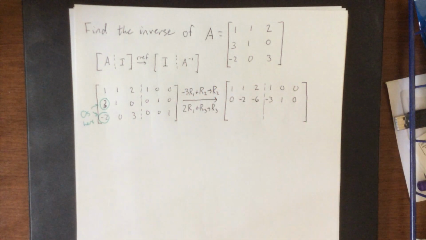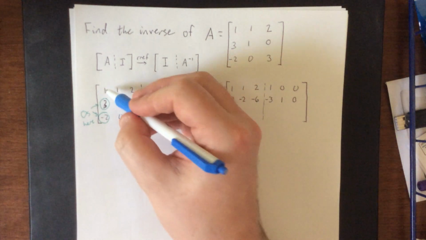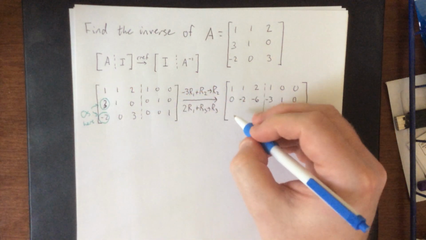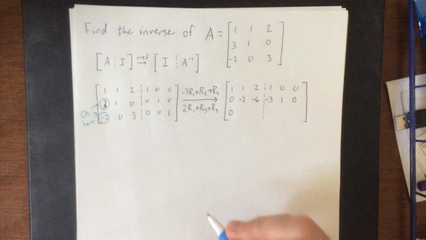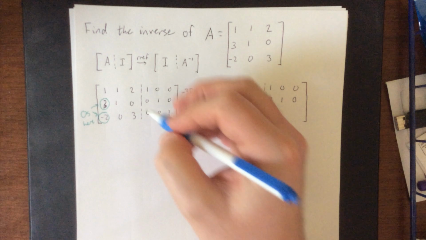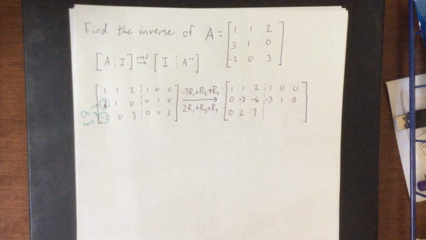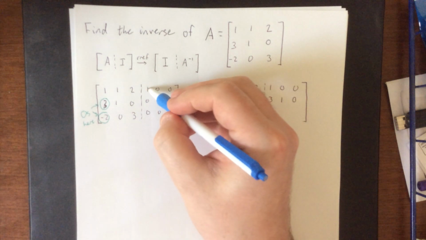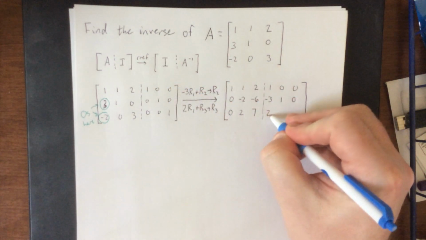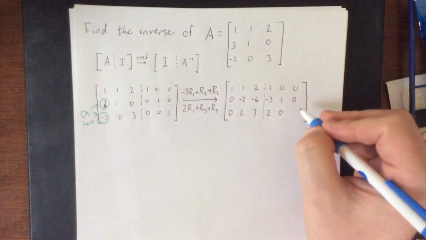That'll be 0. Now we'll take 2 times the first row and add to the third row. 2 times 1, add to -2, we get the 0 we were trying to get. 2 times 1, add to 0, we get 2. And 2 times 2, add to 3, we get 7. Then we'll take 2 times 1, add to 0. 2 times 0, add to 0. And 2 times 0, add to 1.